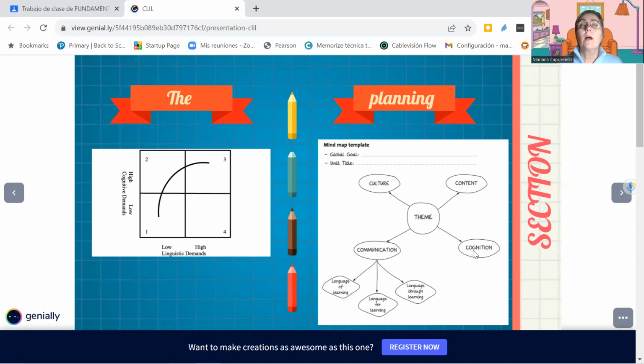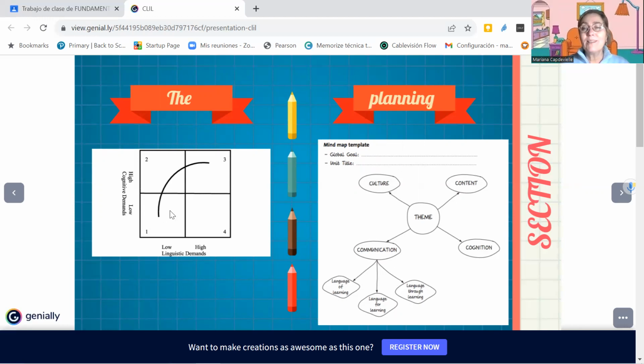What cognitively demanding tasks am I going to include in my plan? And what about communication? What is the language of learning, for learning, and through learning that I think are going to be present in this project? Now, when I think about this scheme of my unit of work, I have to take into account here the quadrant. What is this quadrant? Let's have a look. On this side, we have here low.